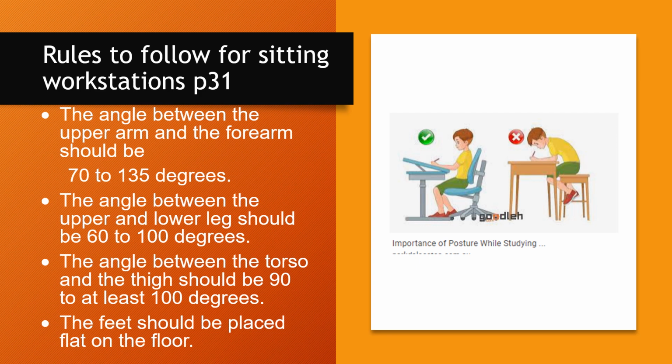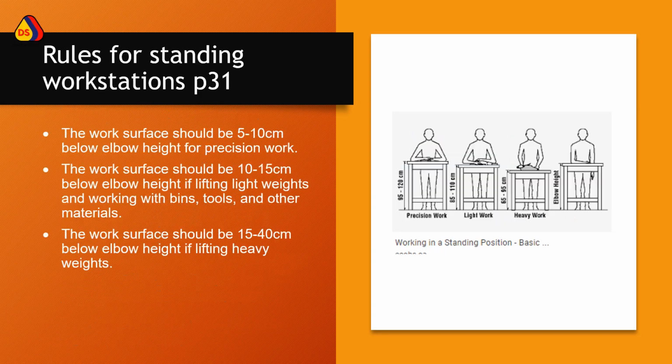There are rules to follow for sitting workstations. The angle between the upper arm and the forearm should be 70 to 135 degrees. The angle between the upper and lower leg should be 60 to 100 degrees. The angle between the torso and the thigh should be 90 to at least 100 degrees. And the feet should be placed flat on the floor.